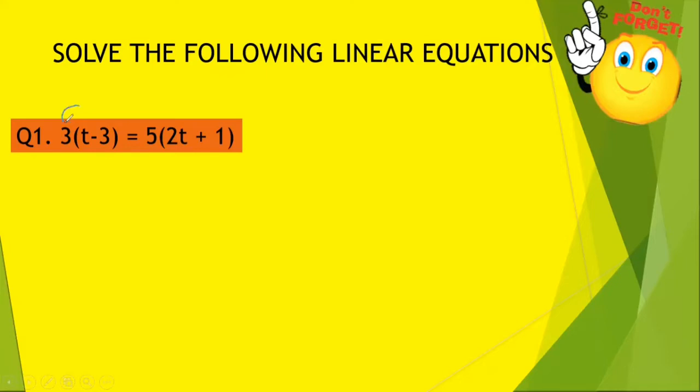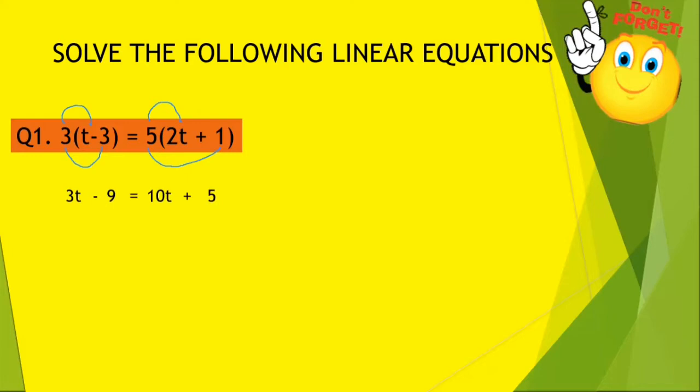So we will be doing 3 into t, then 3 into minus 3, then we will be doing 5 into 2t, and then 5 into plus 1. Okay, so see now how we go about. Multiplying 3 into t we get 3t, 3 into minus 3 we get minus 9, 5 into 2t we get 10t, and 5 into plus 1 is going to be 5.